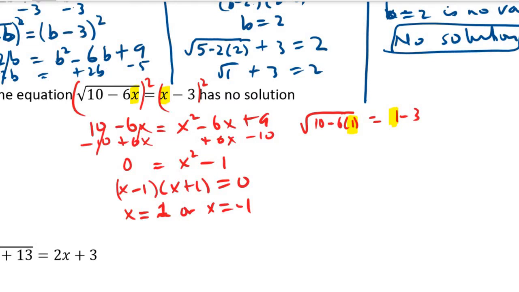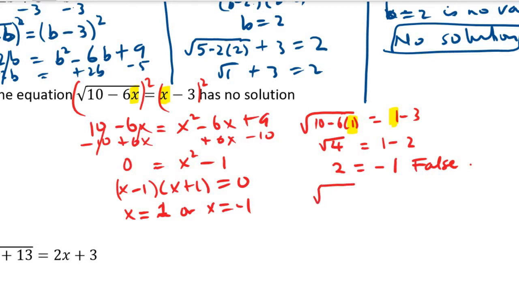All right, we're going to do it. So 10 minus 6 is 4. Square root of 4 equals 1 minus 3. Square root of 4 is 2. 1 minus 3 is negative 2. That is not true. That's false. So x equals 1 is not valid. All right, we'll test the other one.